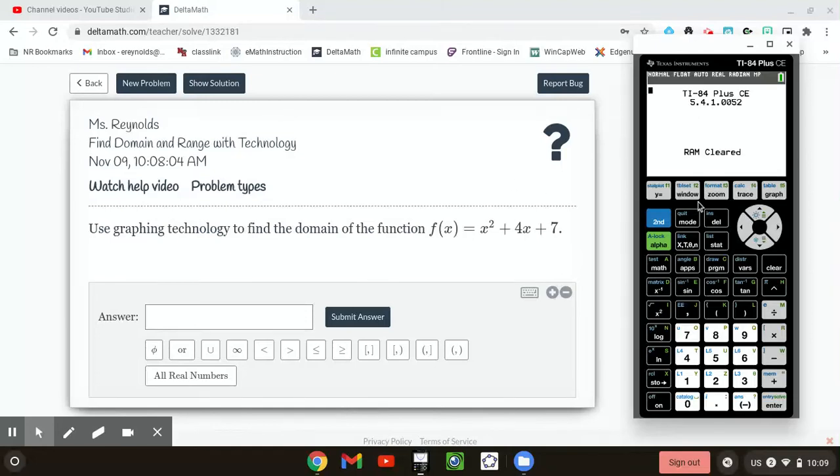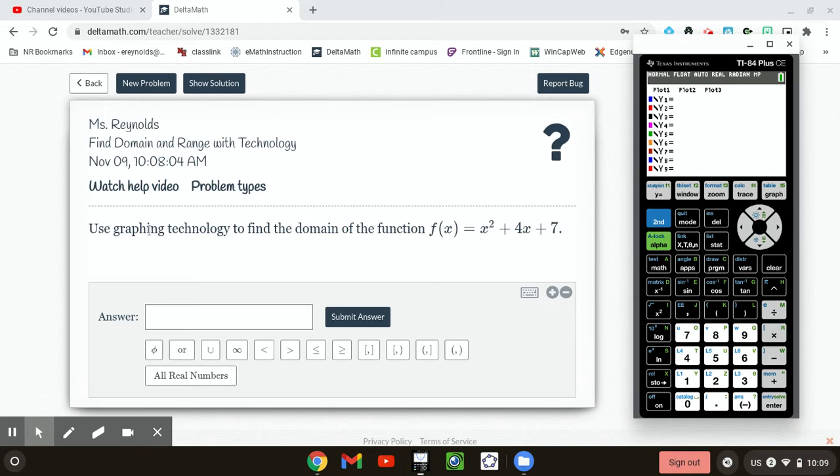Okay, in this video I'm going to go over how to find domain and range using technology, which basically means to use your graphing calculator. You should know by now that at the bottom of your Chromebook screen, you have this calculator button right here. This is the graphing calculator that I want you to open and use.